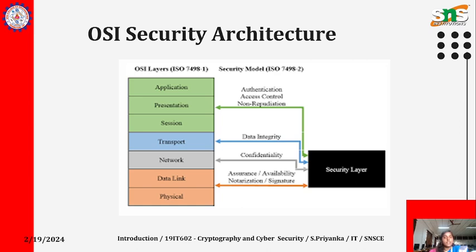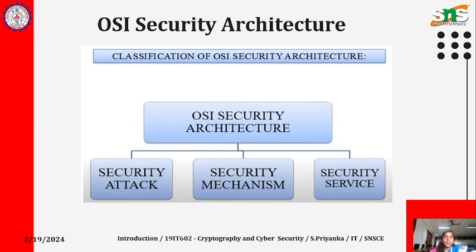As we learned in my last lecture series, I spoke about the CIA threats. CIA mainly includes confidentiality, integrity, and availability. All this will be included in the OSI layers when the security layers are interconnected with it. Now, let us see the classification of security architecture. OSI security architecture mainly includes security attack, security mechanism, and security service.